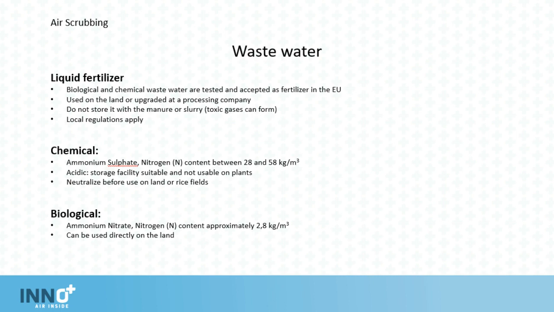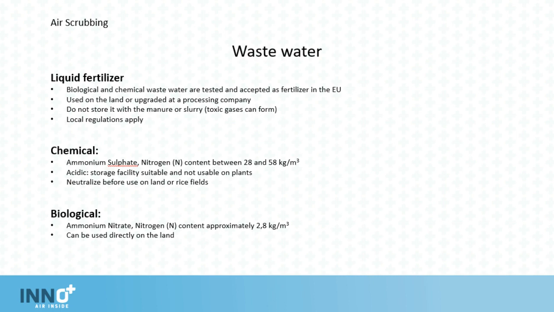Wastewater. Both processes produce wastewater. So what is the wastewater? It's a liquid fertilizer. Both the biological and the chemical wastewater are tested and accepted as fertilizer in the European Union. There are also official papers from several universities on it that have also been sent to you. It can be used on the land or upgraded at a processing company. It should not be stored with the manure or the slurry because toxic gases can form. And of course, local regulations always apply.